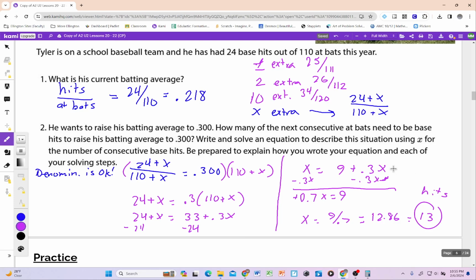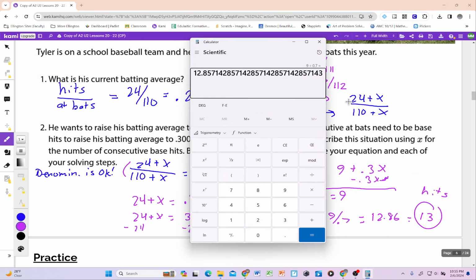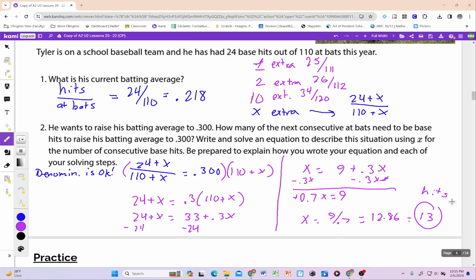Now go ahead and prove it, right? If you want to check your work, all you simply have to do is plug in the 13 hits. So 24 plus 13 is now 37, and out of 123 total at bats, that's 0.3008. So that's a batting average of 0.301. And if we tried it at 12, you're not quite there yet, 0.295. So almost there, but not quite. You just have to go to 13. That's how it works, folks. Okay.